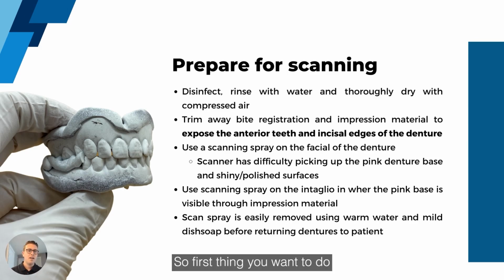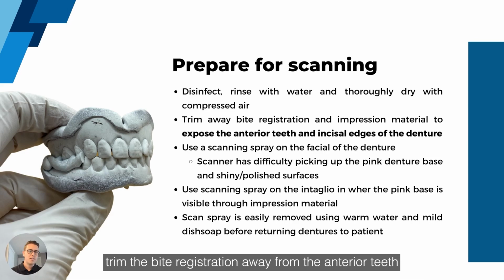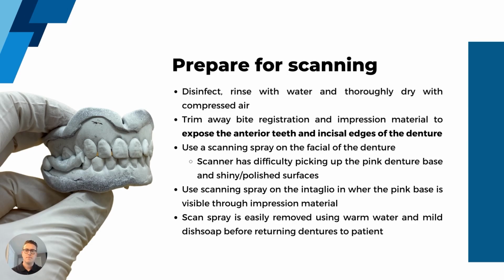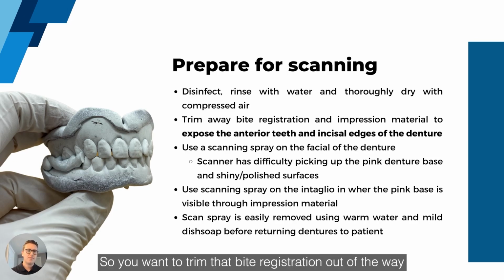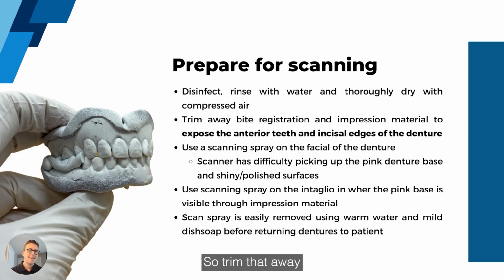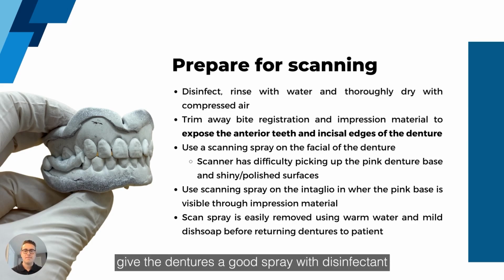So first thing you want to do, trim the bite registration away from the anterior teeth. The anterior teeth are vital for referring when you make the new denture, so you want to trim that bite registration out of the way. You will be able to align the bite still really easily with just those sections of bite registration in the posterior. So trim that away, give the dentures a good spray with disinfectant, rinse them off and thoroughly dry them. And now they're ready to handle with clean hands and head over to your scanning station.